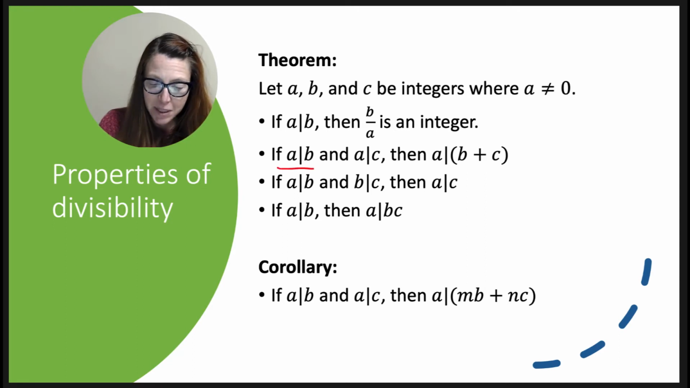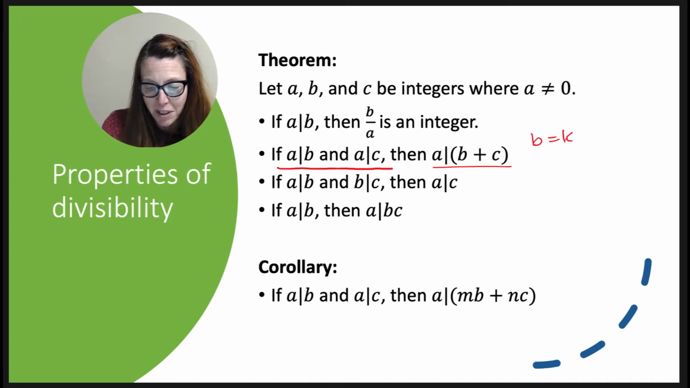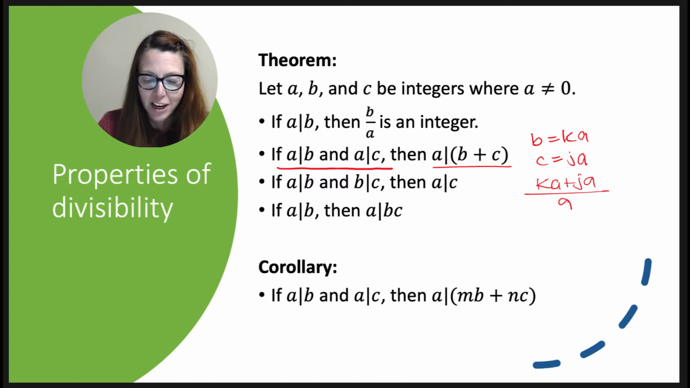If a divides b and a divides c, then a should also divide b plus c. And you can motivate that by the fact that b must be some multiple of a, c must also be some multiple of a. So b plus c is ka plus ja in my example over a. You can pull the a out and you're going to end up with the sum of those two factors.